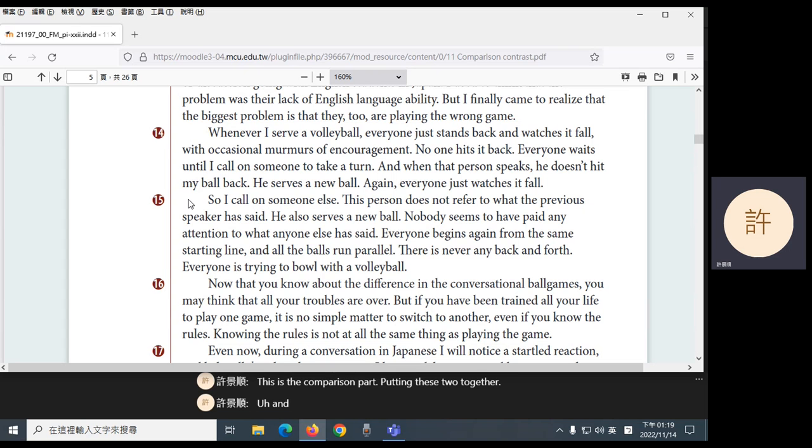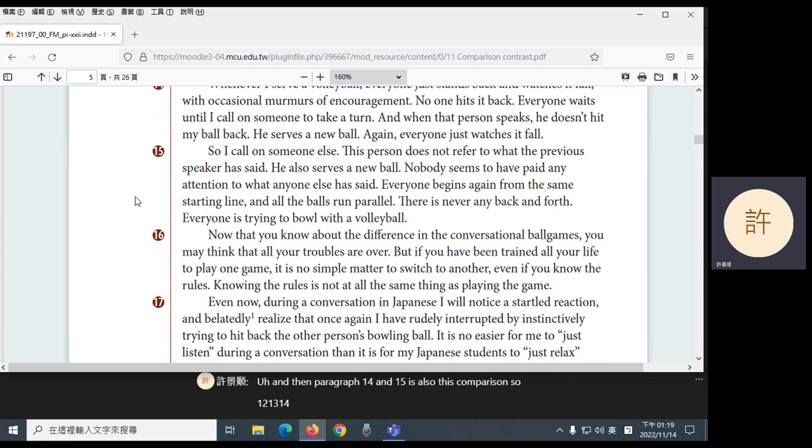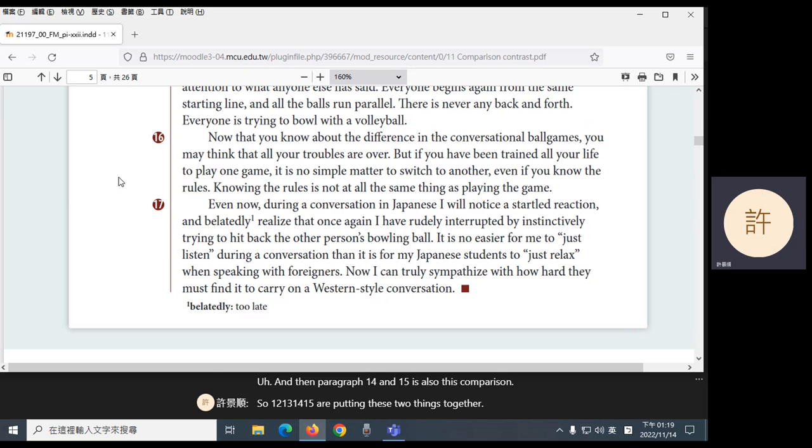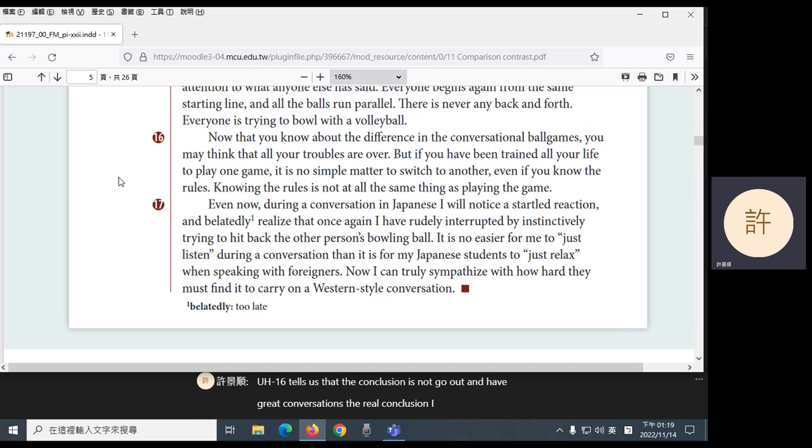And then paragraph 14 and 15 is also this comparison. So 12, 13, 14, 15 are putting these two things together. And then paragraphs 16 and 17 are the conclusion. 16 tells us that the conclusion is not go out and have great conversations. The real conclusion in 17 is to understand why other people are doing this.